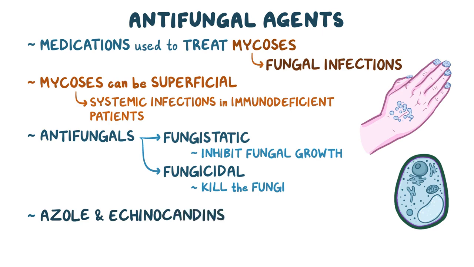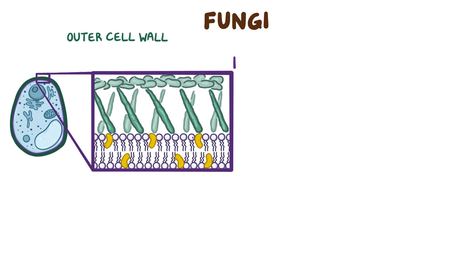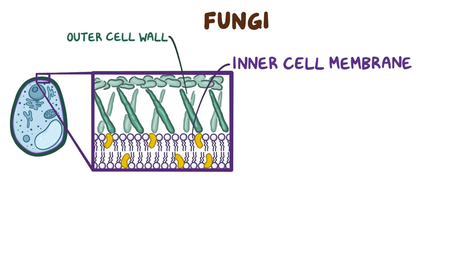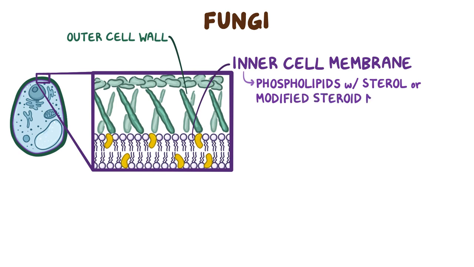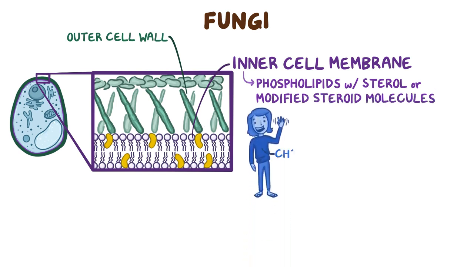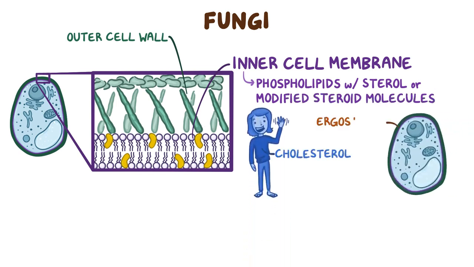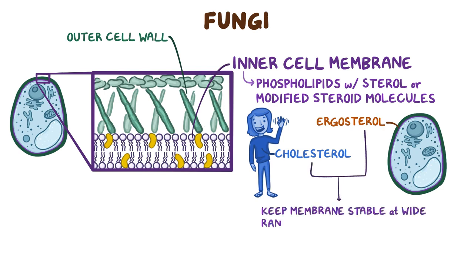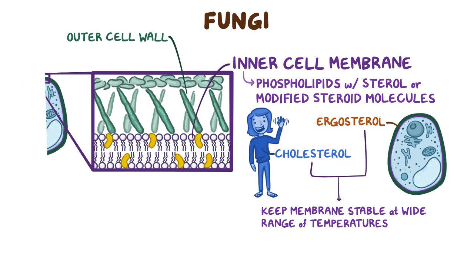But there are also many other antifungals with similar or different mechanisms that we'll talk about in this video. Alright, most fungal cells have a tough outer cell wall and an inner cell membrane. The cell membrane is mostly made of phospholipids with some sterol or modified steroid molecules mixed in. Humans have cholesterol, while fungi have ergosterol. Both sterol molecules help keep the cell membrane stable at a wide range of temperatures.